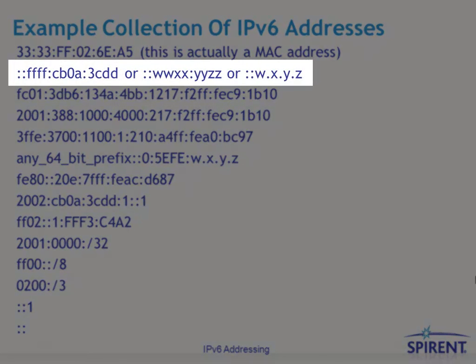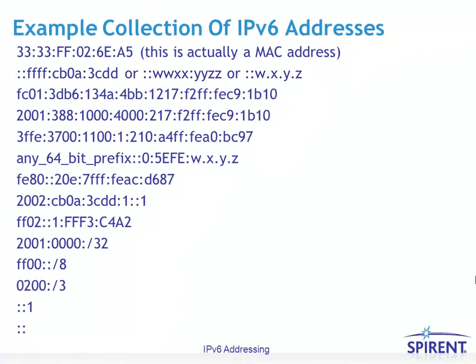The second items are what's referred to as IPv4 compatible addresses. So it's a way to embed IPv4 addresses into the IPv6 address space with really no other IPv6 prefix information. In fact, all of those have been deprecated or are no longer in use today.